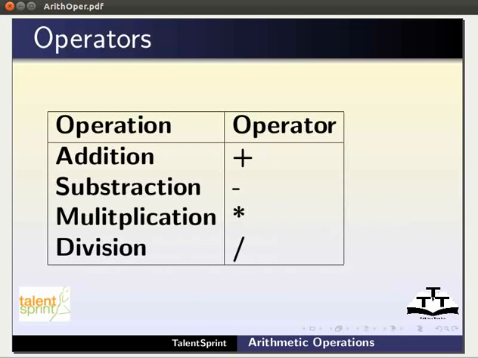Here is a list of operators and the mathematical operations they perform. Plus symbol for addition, minus for subtraction, asterisk for multiplication, and slash for division. We shall look at each of them in detail.